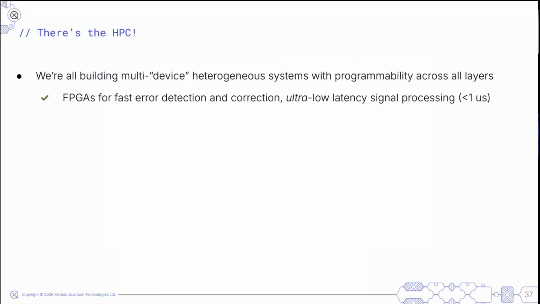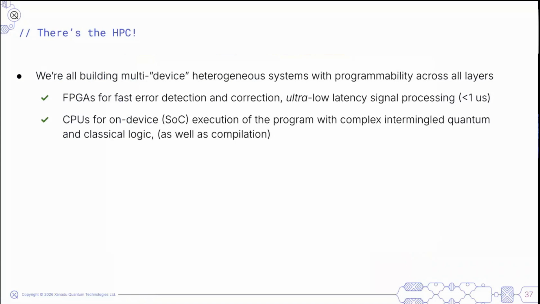Some of us have FPGAs for fast error correction, needing at least 1 microsecond or less ability to go back and forth between executing layers. We also need CPUs for on-device execution of the program, as I mentioned, with control flow and branching all intermingled with the quantum execution to make sure that things work well. Obviously, compilation has to happen on the CPU too. GPUs, NPUs, et cetera, can be used for what I would call low latency, to differentiate it from ultra low latency in the 1 to 100 microseconds regime.